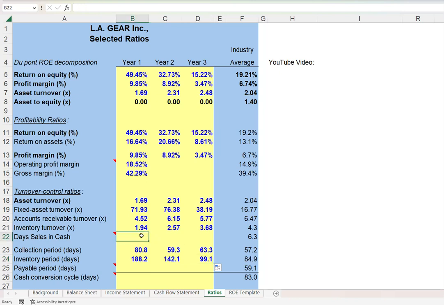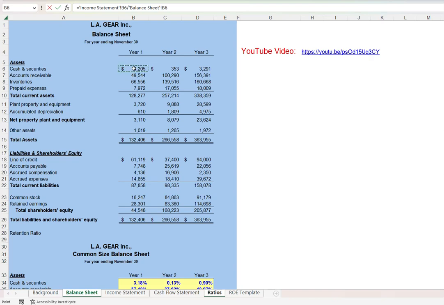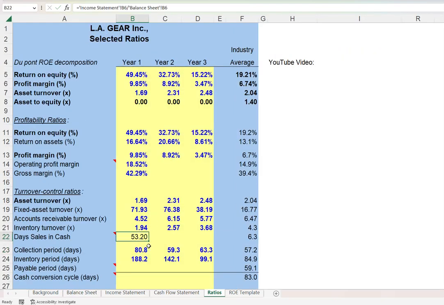We can also look at our days sales in cash. We could calculate something that's simply called cash turnover, but we typically don't talk about a cash turnover. If we did, it would simply be our sales on our income statement divided by the cash on our balance sheet. And so we would be turning our cash over roughly 53 times a year. Well, what we really want to do is say, how many days is it taking us to turn over or collect our cash? So rather than a turnover, it's more of a days type of measurement.